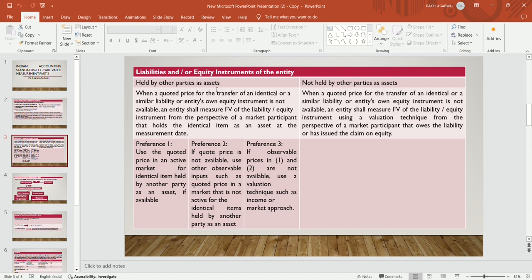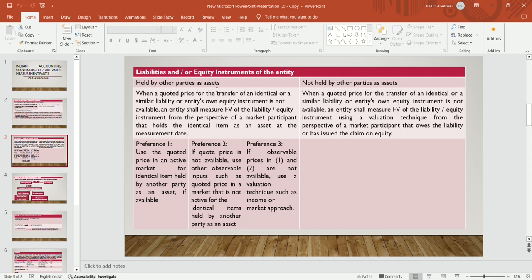An entity shall measure the fair value of the liability and equity instrument using a valuation technique. They will use the valuation technique, that is the present value of the future cash flows. They will apply the Gordon formula, Black-Scholes rules. They will evaluate by using the present value of the cash flows, which means they will use the technique to evaluate that cost today and what they have to pay in the future.